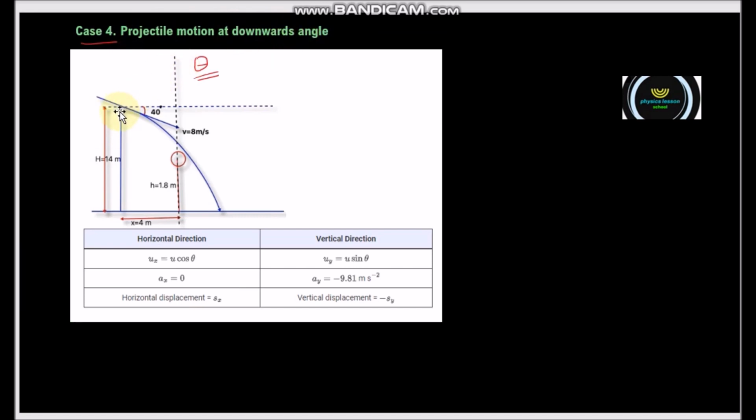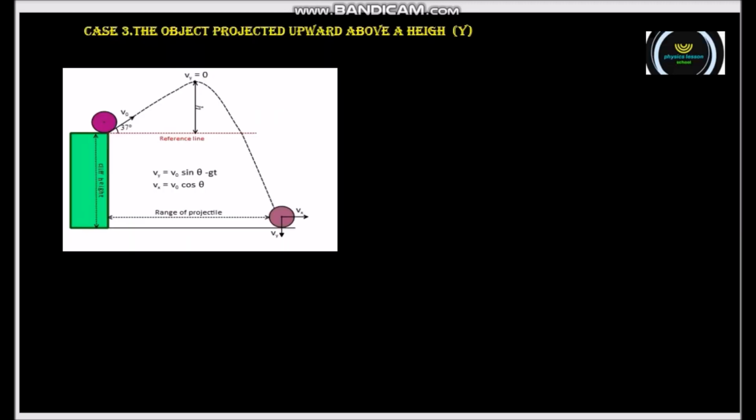The only difference between this downward angle and the first case, where the object is horizontally thrown, is that in this case we have the angle theta, okay? So no need to derive some equations for this case. For our case, let's see some derivation, okay?